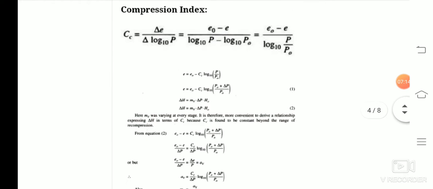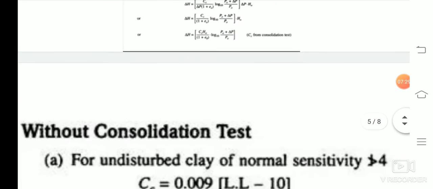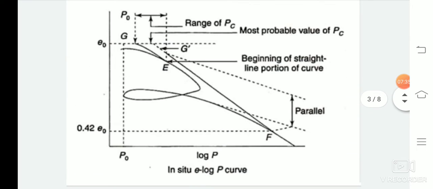So here we get the value of the compression index, Cc, which is used for finding out the consolidation settlement. The settlement can also be obtained from this formula: delta H equals mv into delta P into H naught. What is mv? We are going to study that in the next section.